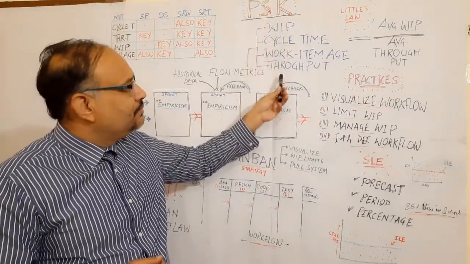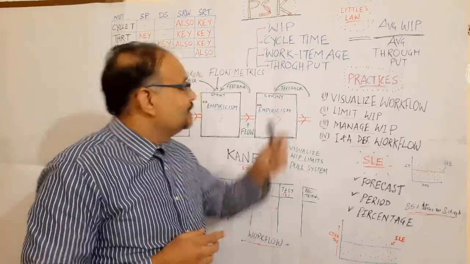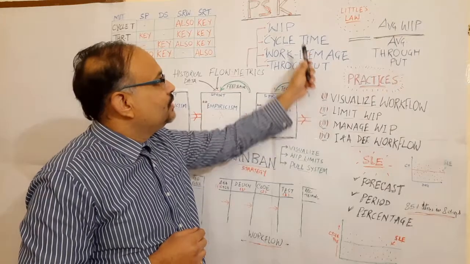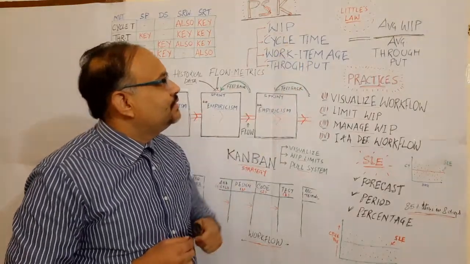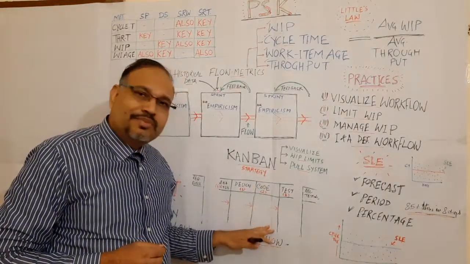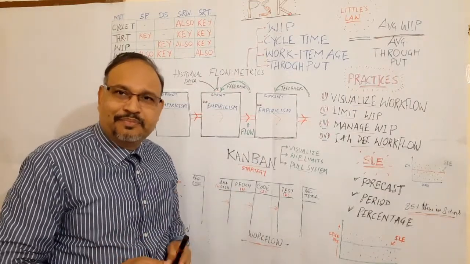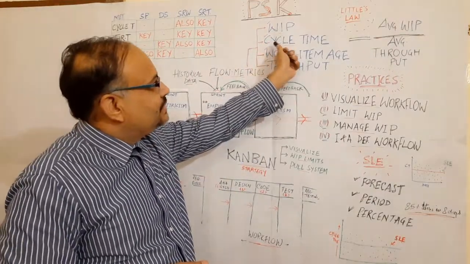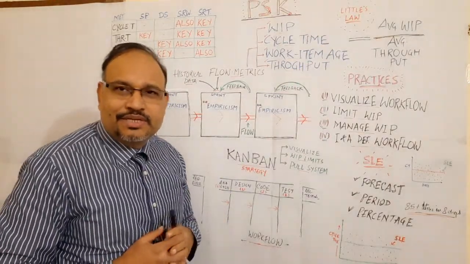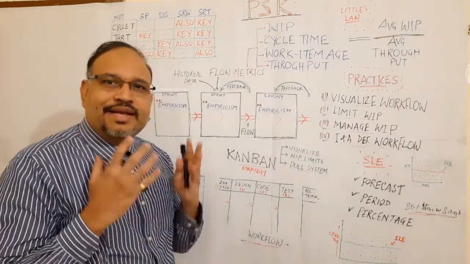There are four metrics which are relevant to this assessment: work in progress, cycle time, work item age, and throughput. Work in progress is, as I said in the beginning also, the number of items which are in progress in a phase or maybe at the sprint level. Second is cycle time. Cycle time is the amount of time which has elapsed since the PBI or work item started till it gets done, right?